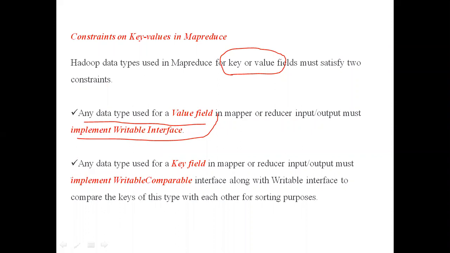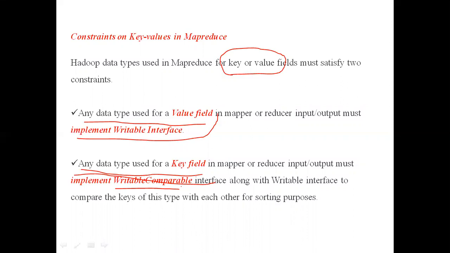Similarly, any data type used for the key field in the MapReduce program must implement writable comparable. Every phase of MapReduce takes input in the form of key comma value pairs and gives output in the form of key comma value pairs. The data types we use for keys must implement writable comparable, and the data types we use for values must implement writable.